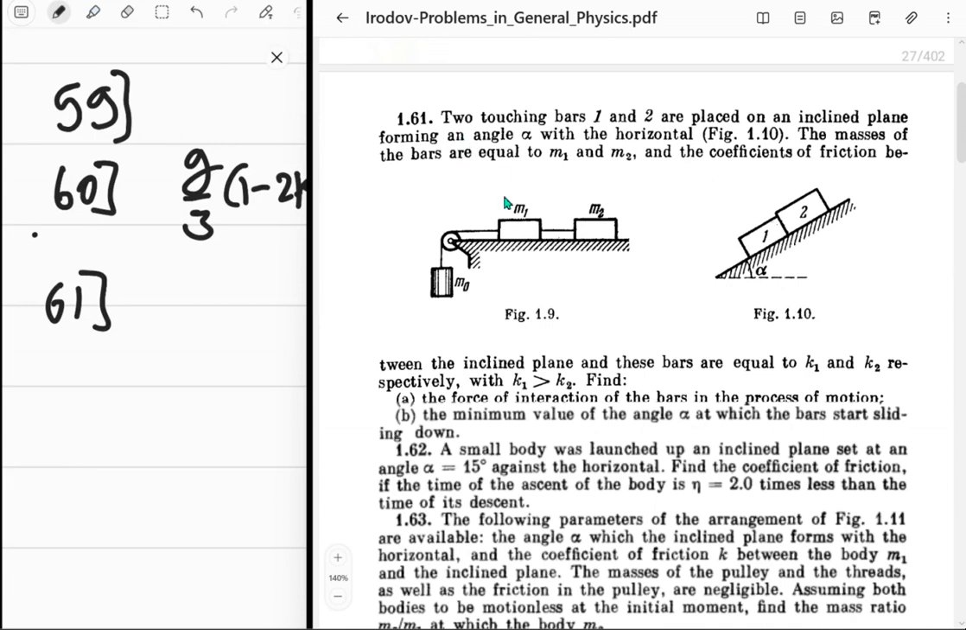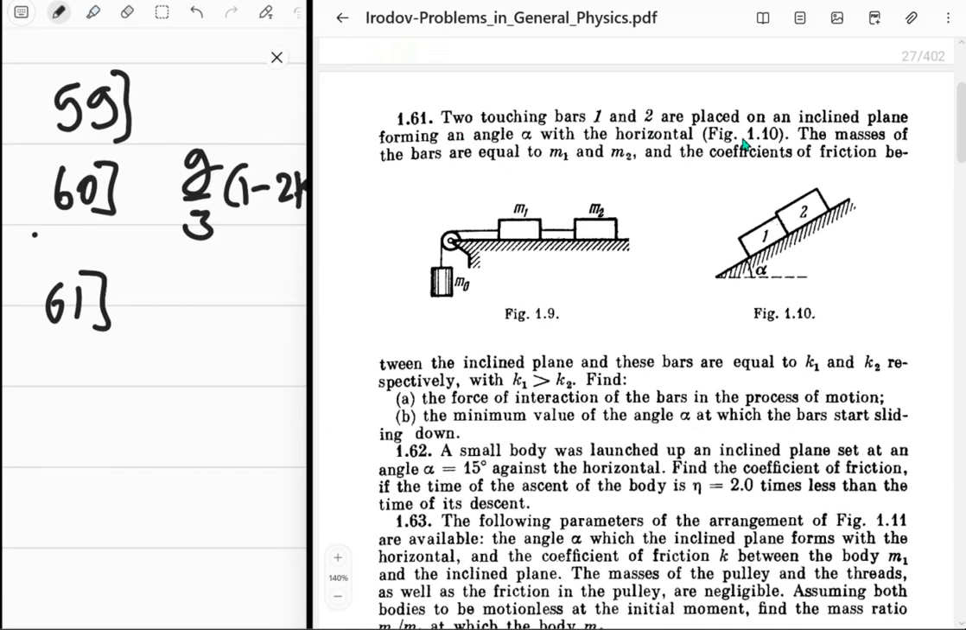Next question. Two touching bars 1 and 2 are placed on an inclined plane forming an angle alpha with the horizontal. The masses of the bars are m1, m2, and the coefficient of friction between the inclined plane and these bars are k1 and k2. Find the force of interaction of the bars in the process of motion, and the minimum value of angle alpha at which the bars start to slide down.